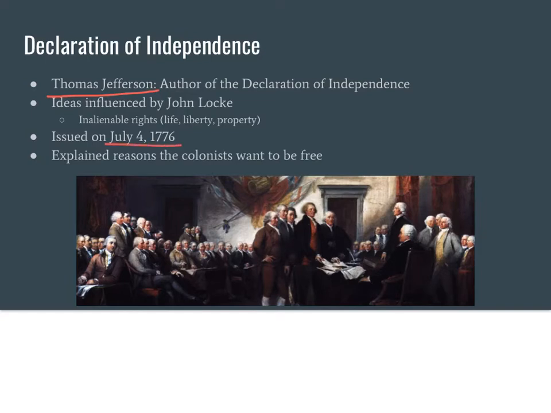And this was issued July 4th of 1776, which is why July 4th is what we call Independence Day. And it listed out all the reasons why the colonists wanted to be free and felt like they were justified in declaring their independence from Great Britain.